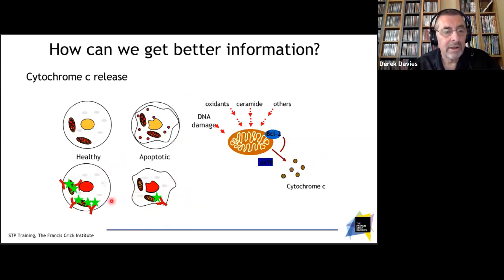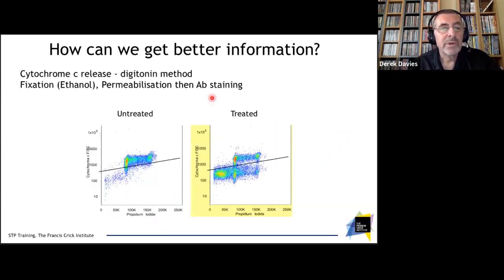So in my healthy cell, the mitochondria, and therefore the cytochrome C, will stay within the cell because they're big enough to be retained in the cell. Whereas with my apoptotic cell, because cytochrome C is quite a small protein, it will be washed out through the holes that I've punched in the membrane by my detergent. So the detergent we use is a detergent called digitonin. So what we do here is we permeabilize our cells with digitonin for 10 minutes or so, then we fix our cells with ethanol and do our antibody staining.